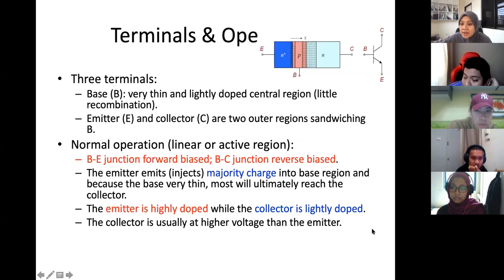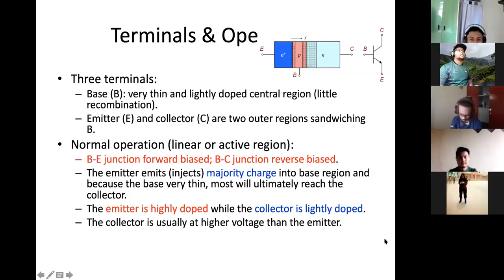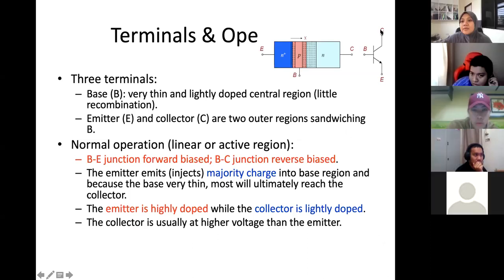Anybody who doesn't understand the question? Raise your hand now. Me, madam. What I understand is that he asked about the base to emitter junction, the P and N, and why the depletion region at P is like that. He asked why the depletion region in the P material is larger than in the N material, right?